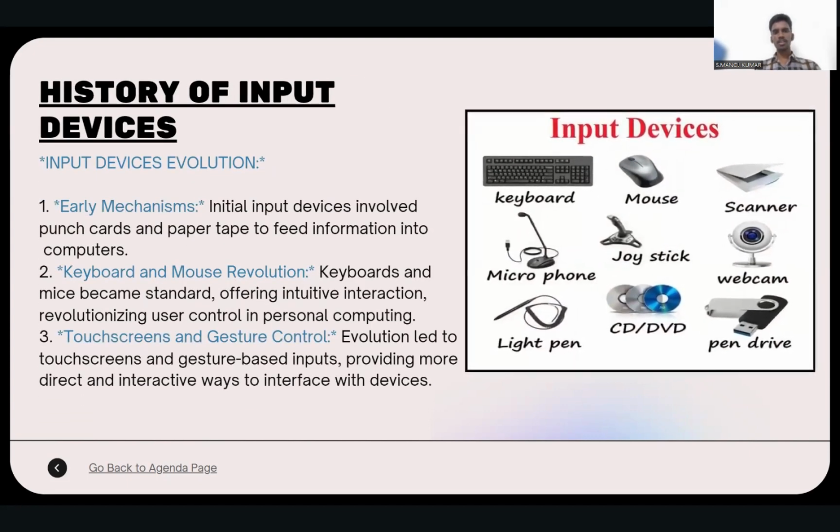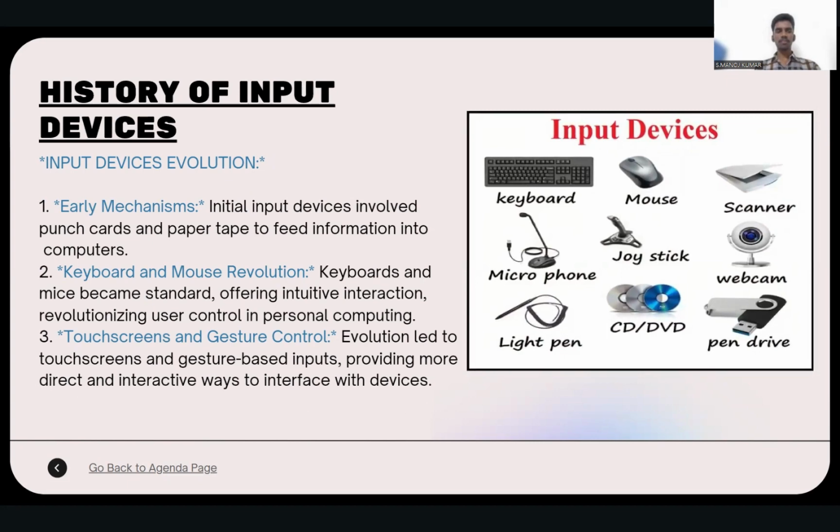And this is the history of input devices. Early mechanisms: initial input devices involved punch cards and paper tape to feed information into computers. Whereas now, we use keyboard, mouse, scanner, and microphone to input data. Keyboard and mouse, we already mentioned. Touchscreens and gestures: these are not the latest things, but touchscreens and gestures will evolve. It is the greatest thing, providing more direct and interactive ways to interface with devices.